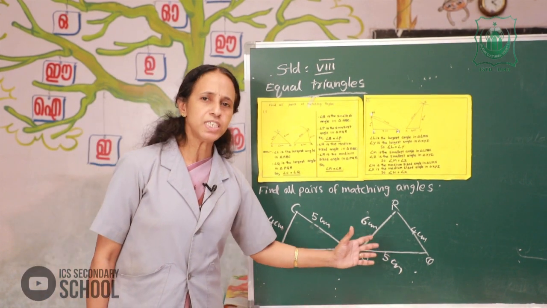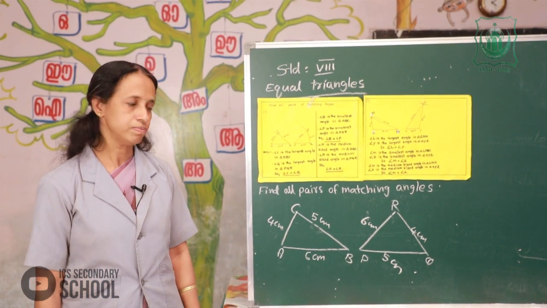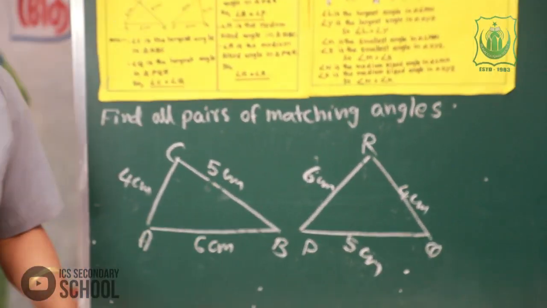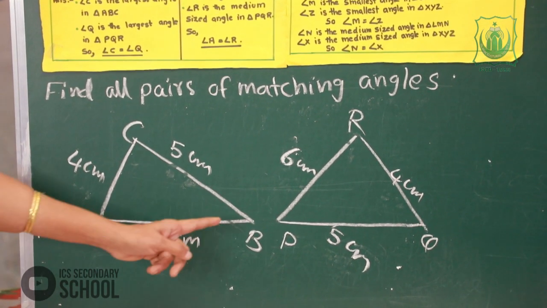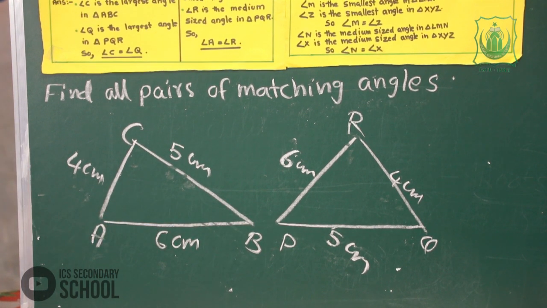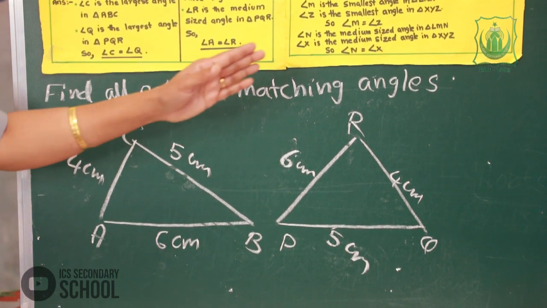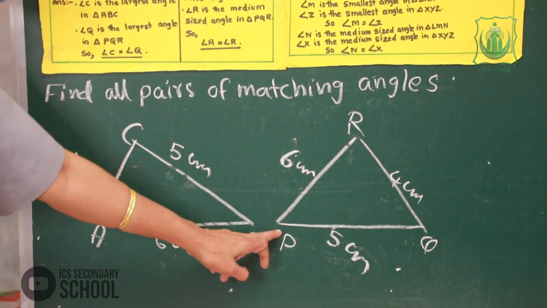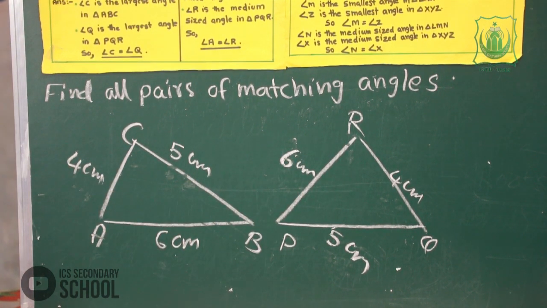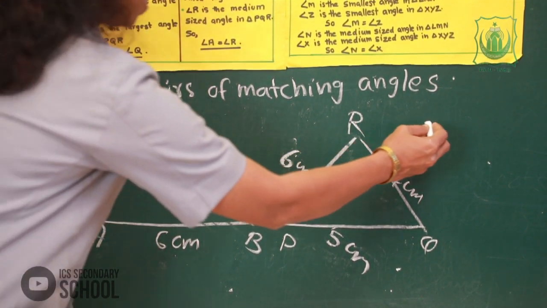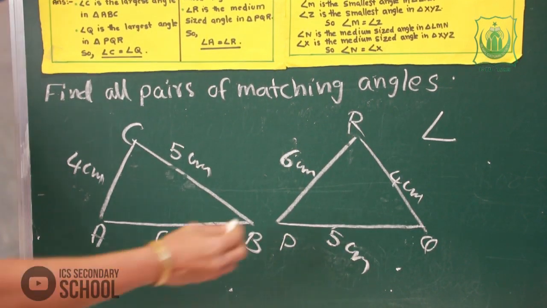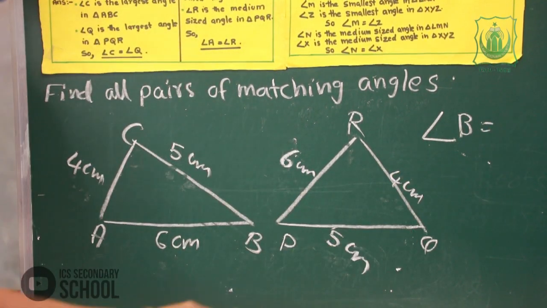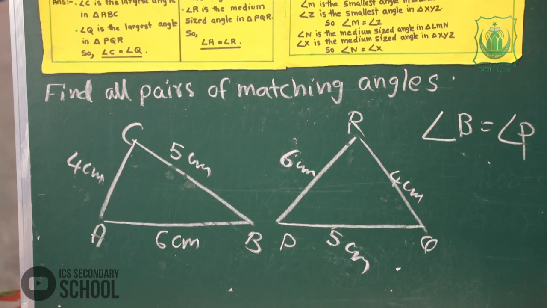Look, which is the smallest angle in triangle ABC? Angle B is the smallest angle in triangle ABC. Which is the smallest angle in triangle PQR? Angle P is the smallest angle in triangle PQR. So we can write angle B equal to angle P.